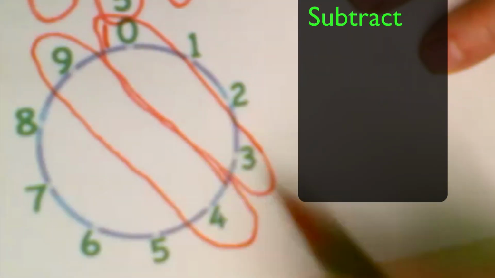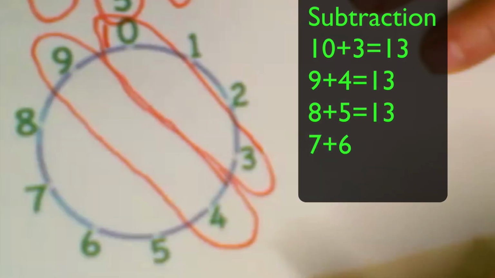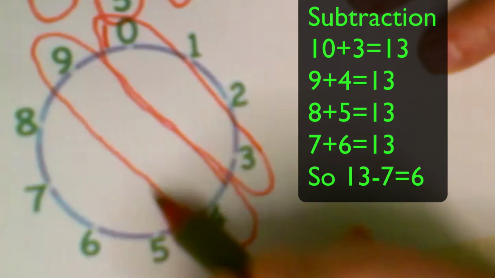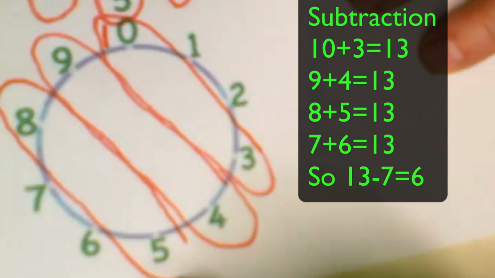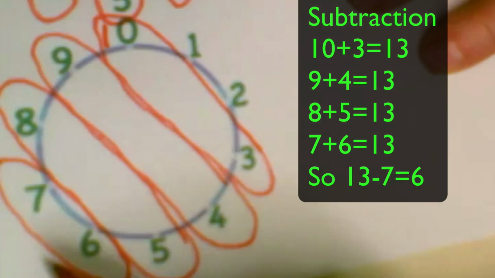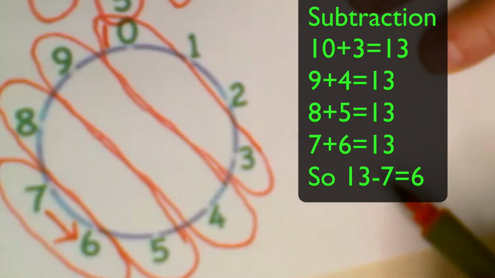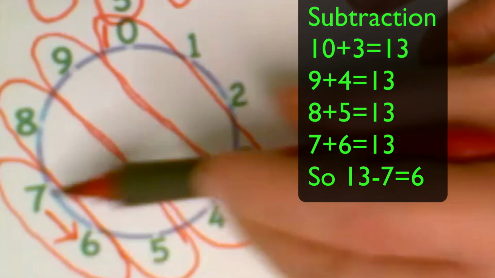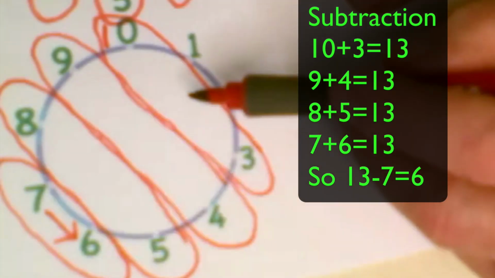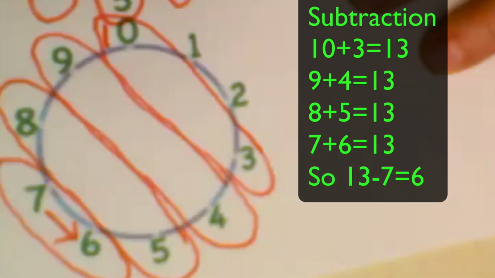Okay, so 9 and 4 are the next 2, which add up to 13 too. And 8 and 5. And then 7 and 6. And what is 13 minus 7? 6. So 13 minus 7 points right to 6.